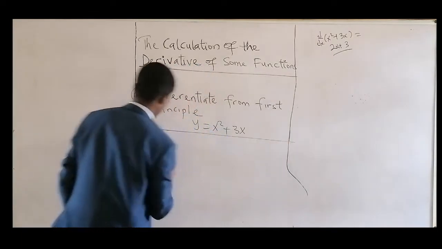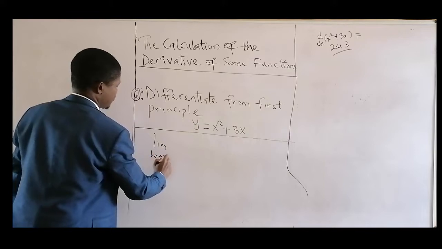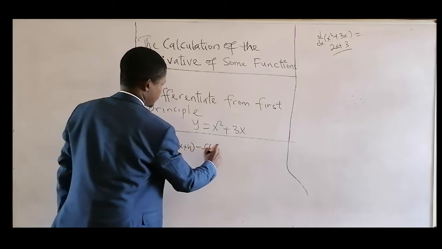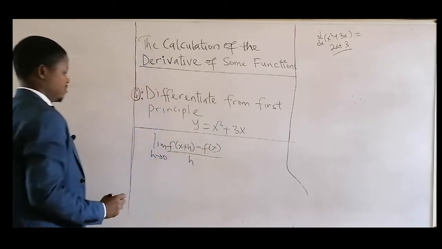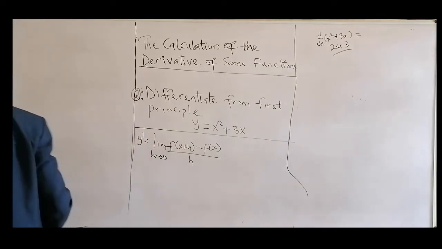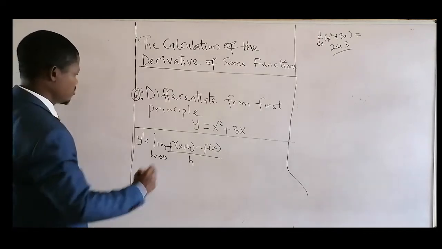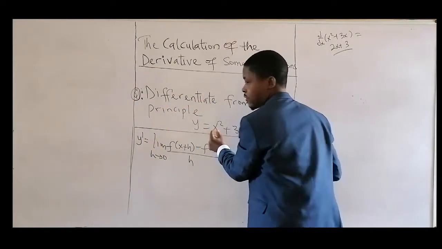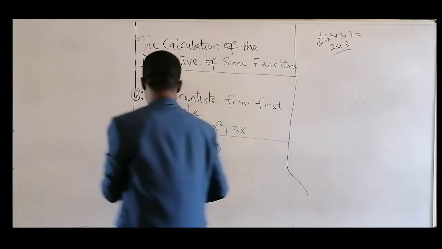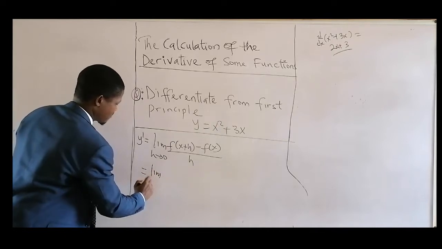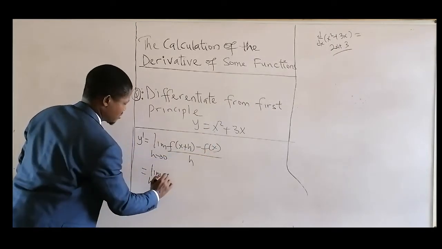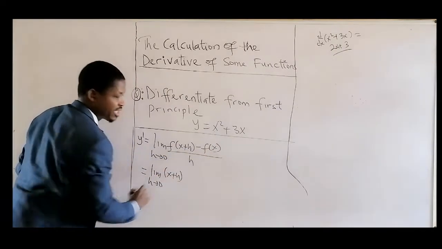So solution, that will be limit as h tends to 0, f of x plus h minus f of x all over h. That's step one. That's my y prime. So what I'm going to do here, you're going to take this one as a first case, second case. What I mean is this: limit as h tends to 0. This one, where you see x, that will be x plus h. Plug in there.